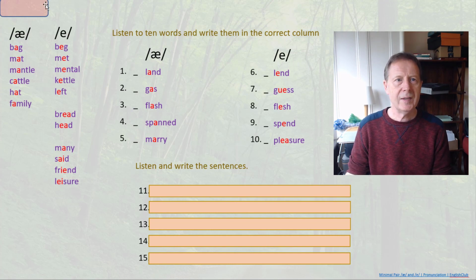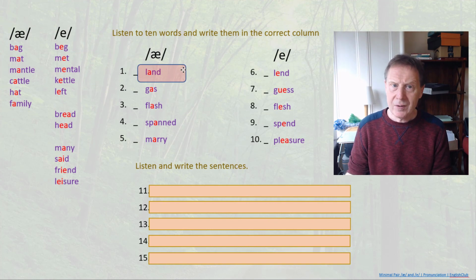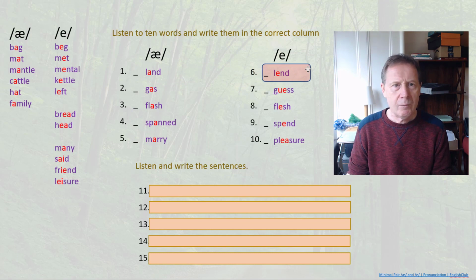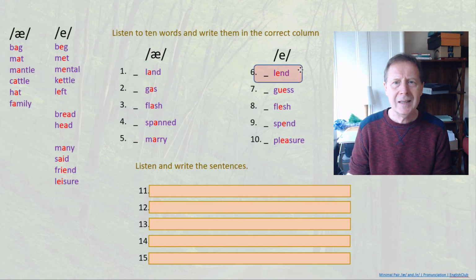You can see in this exercise we have some minimal pairs. Now minimal pairs are two words which have similar vowels and similar phonemes, but they are not exactly the same. Land, lend. Gas, guess. Flash, flesh. Spanned, spend.